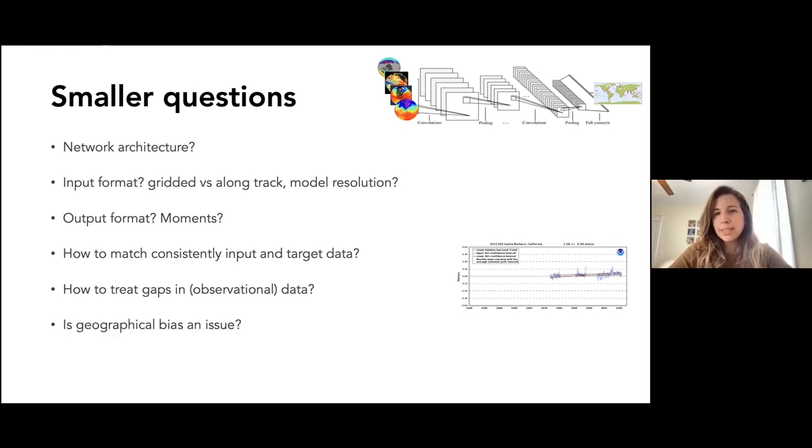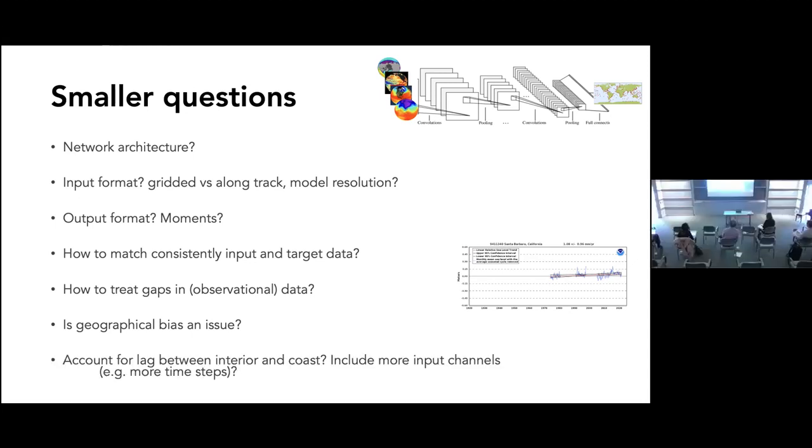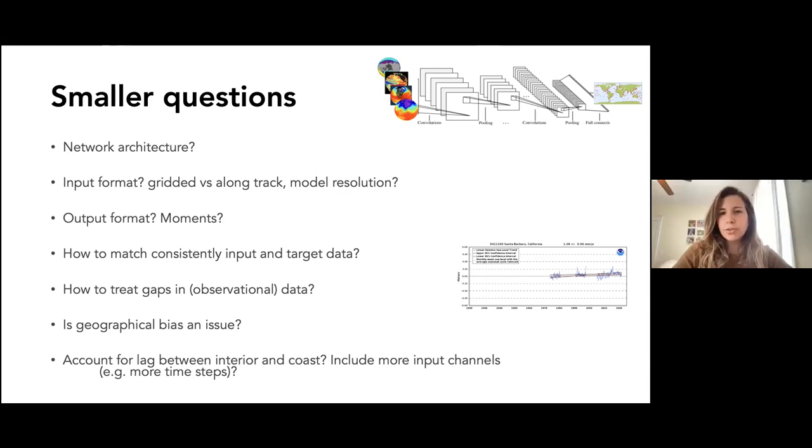There are also geographical biases. The northern and western hemispheres tend to have more measurements over a longer range of time. Will this affect the network in any way? I'm hoping that by training first on model data, where there's a large coverage, that will help mitigate this issue. Another question is how to account for the lag between the interior and the coast. It takes time for the signal to reach the coast from the interior, so possibly including more input channels, like more time steps leading up to a certain time step.